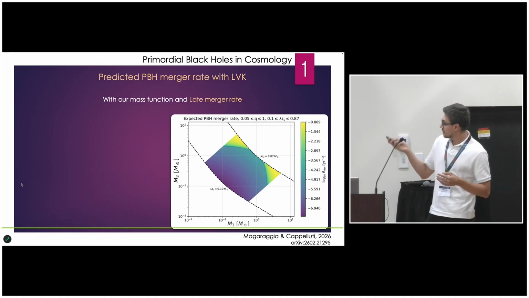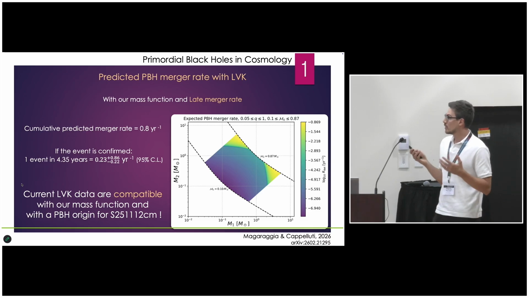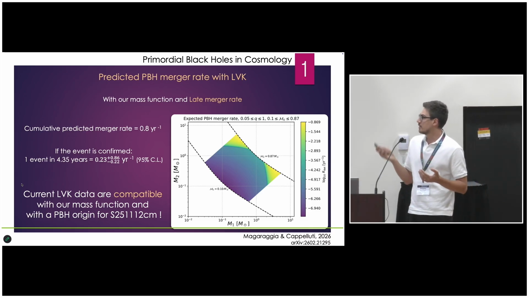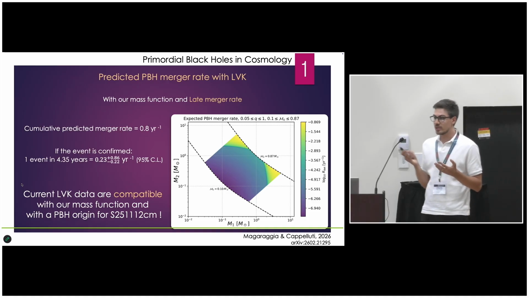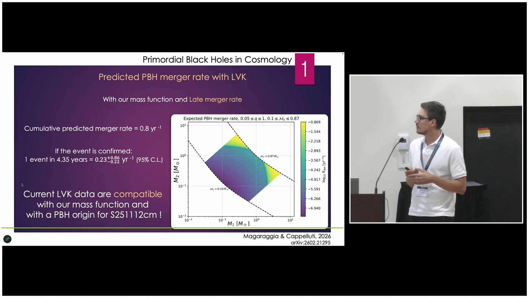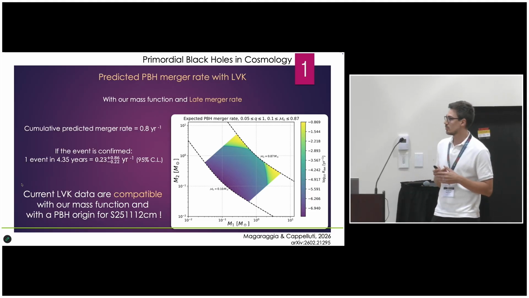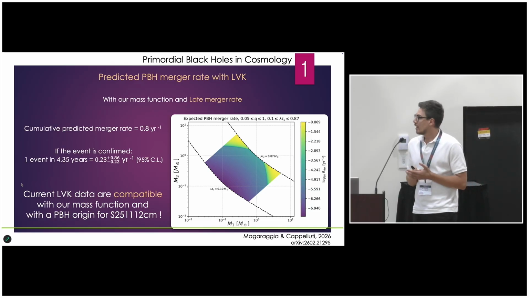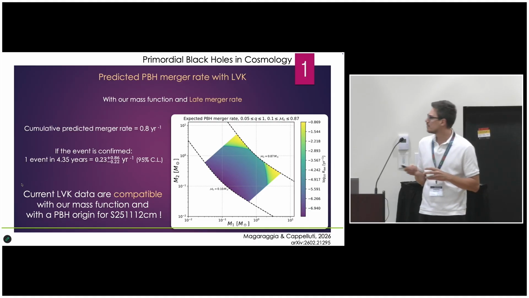We can see there's a region where the rate is maximized, but the nice thing is that the cumulative predicted merger rate in that area of the plot is 0.8 events per year, which is more or less the same rate as one event in 4.35 years. That's the time LVK was operational. Current LVK data seems compatible with our mass function and possibly with a PBH origin for that candidate event.